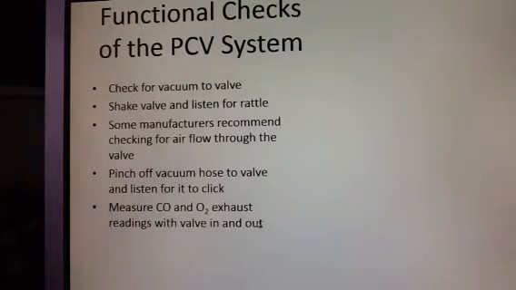Functional checks of the PCV system, like I said: check for vacuum to the valve itself, shake the valve, listen for it to rattle. Some manufacturers recommend checking for airflow through the valve itself, so go off the manufacturer's specifications for that. Pinch off the vacuum hose to the valve and listen for it to click. If it does not click, it may be stuck. Now, we don't know if it's stuck open or closed in this case, but we can find that out as simply as asking, does it have vacuum through it? If it does have vacuum through it, it would be stuck open. If it does not have vacuum through it, it would be stuck closed.